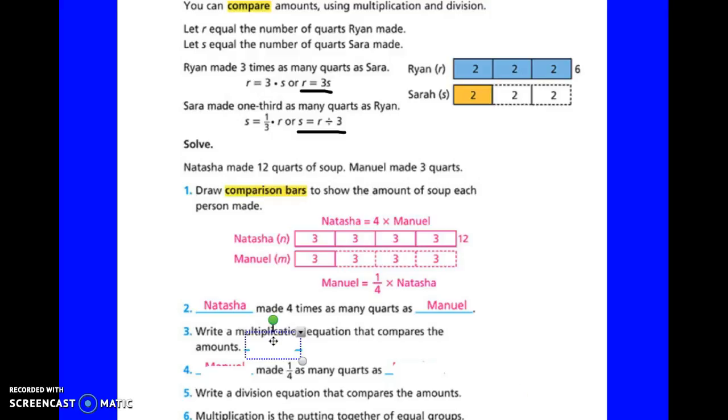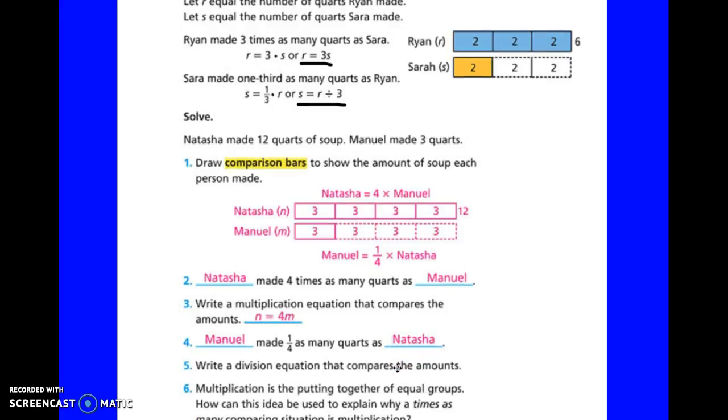So Natasha's is equal to 4 times Manuel's amount. All right, blank made 1/4 as many quarts as blank. Manuel made 1/4, right? If you look at this as a fraction, 1 of the 4 that she could have possibly made was Manuel's quarts as Natasha's.